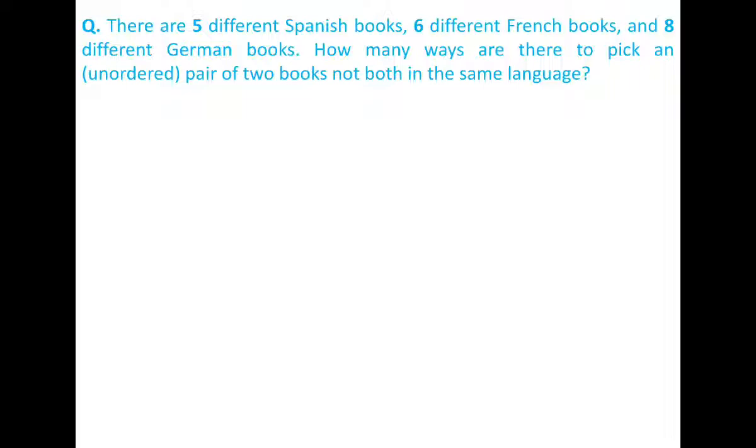One thing is unordered pair, which means that if you pick a French book, let's say F2, and a German book, F3, these two are the same as picking the German first and then the French. Order doesn't matter. Now to approach this problem, we need only two books and they must be different. It means that there could be three possible cases.